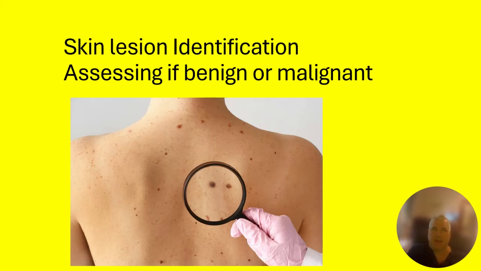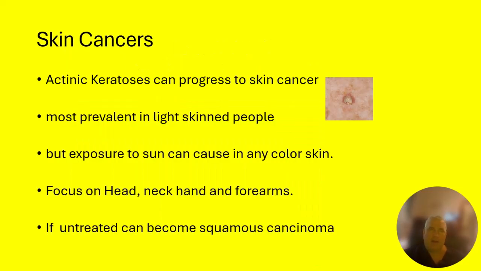The purpose of this presentation is to identify skin lesions by identifying whether they are benign or malignant. Skin cancers. Actinic keratosis can progress to a skin cancer, and is most prevalent in light-skinned people. But exposure to the sun can cause this condition in any color skin. We focus on the head, neck, hand, and forearms. It's when it's untreated that it can progress to a squamous carcinoma.